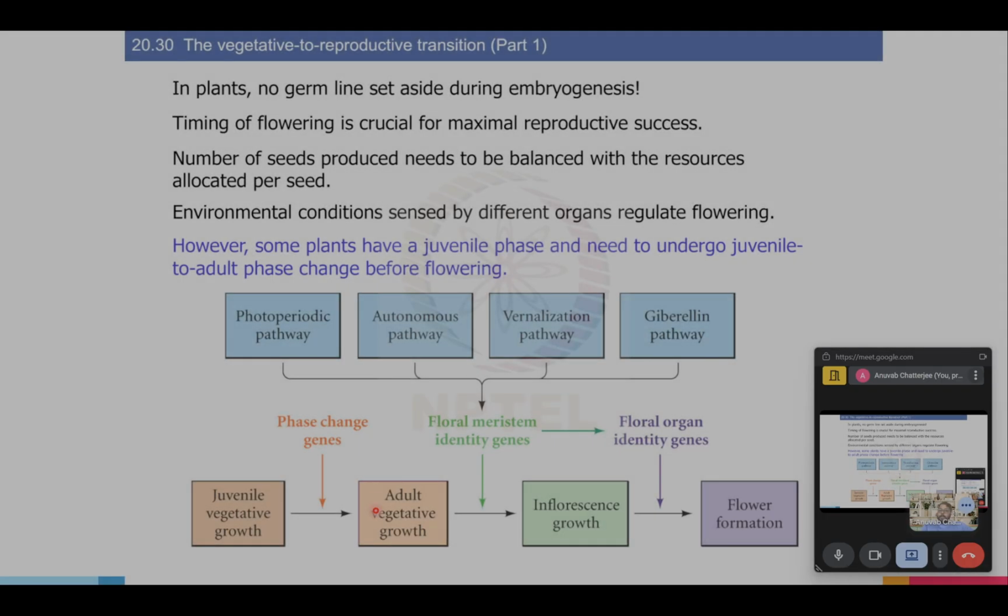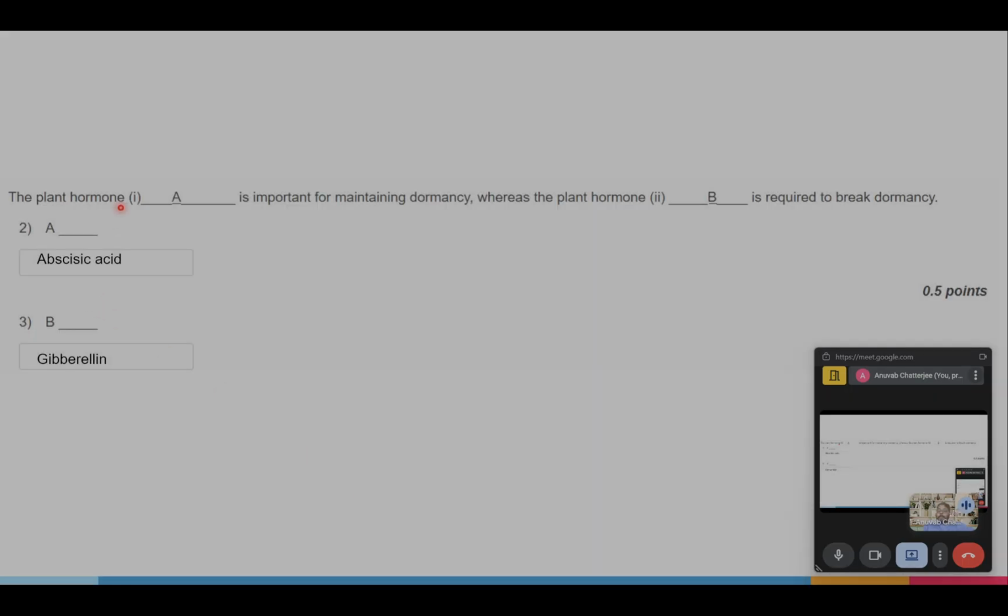Okay, and this we deal with later. So the plant hormone A, which maintains dormancy, is abscisic acid. Plant hormone B, which breaks dormancy, is called gibberellin. Okay, moving on.